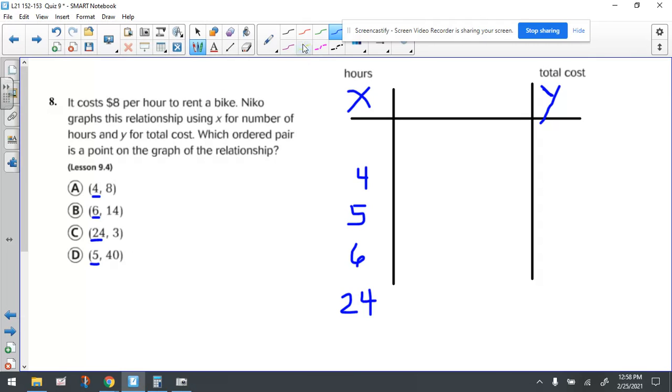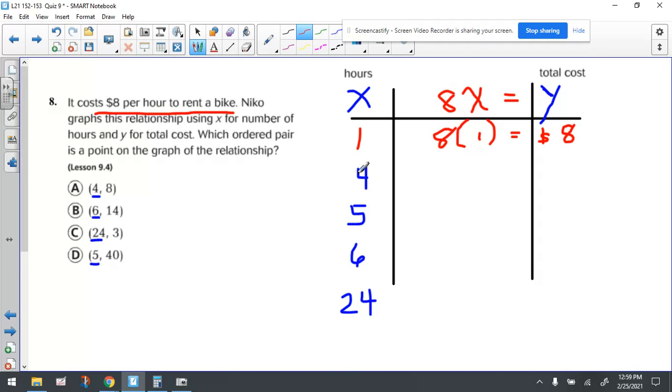So let's first think about what if we're just renting it for 1 hour, because that's not a choice, but let's just think about that. If it's $8 per hour to rent a bike, doesn't that mean that the total cost would be $8? So what do we have to do to the 1 to get the 8? Wouldn't we be multiplying by 8? So whatever X is, we have to multiply it by 8. So that's 8X would be your function. So if we think about the equation that we're using here, it's 8X equals Y. All right, so let's just substitute in the values here. 8 times 1 equals 8, just to get our brains thinking about the other answer choices that are provided.